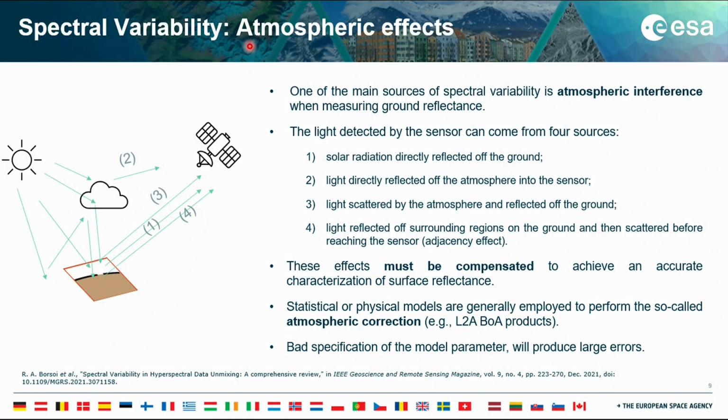Compensating for this effect is generally quite difficult, and normally they are provided with the so-called L2 products that you can, for example, download directly from the ESA website, if you want. But you have to understand that if for some reason you have a bad specification of this kind of model and you try to correct it, you are propagating an error inside your reflectance.